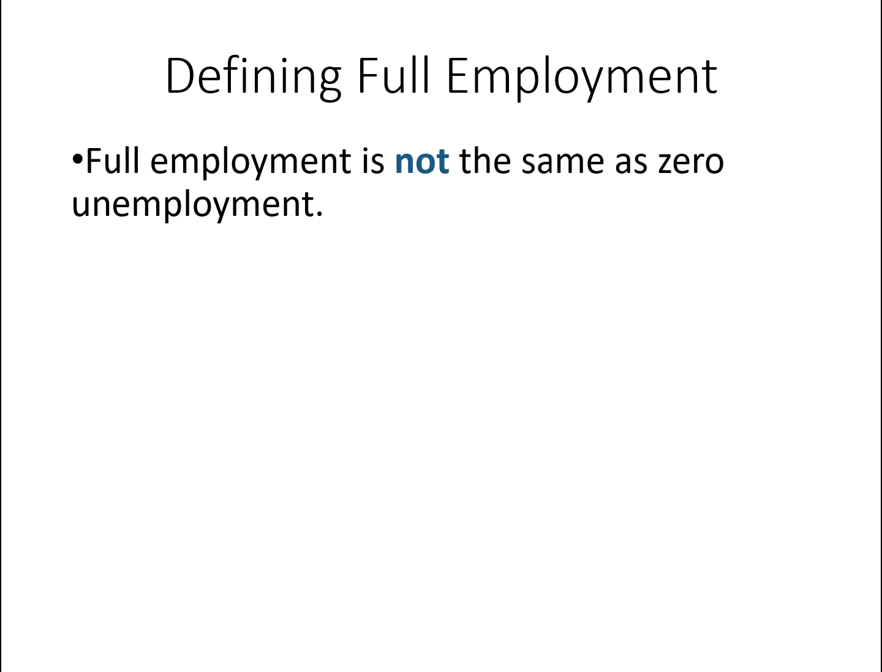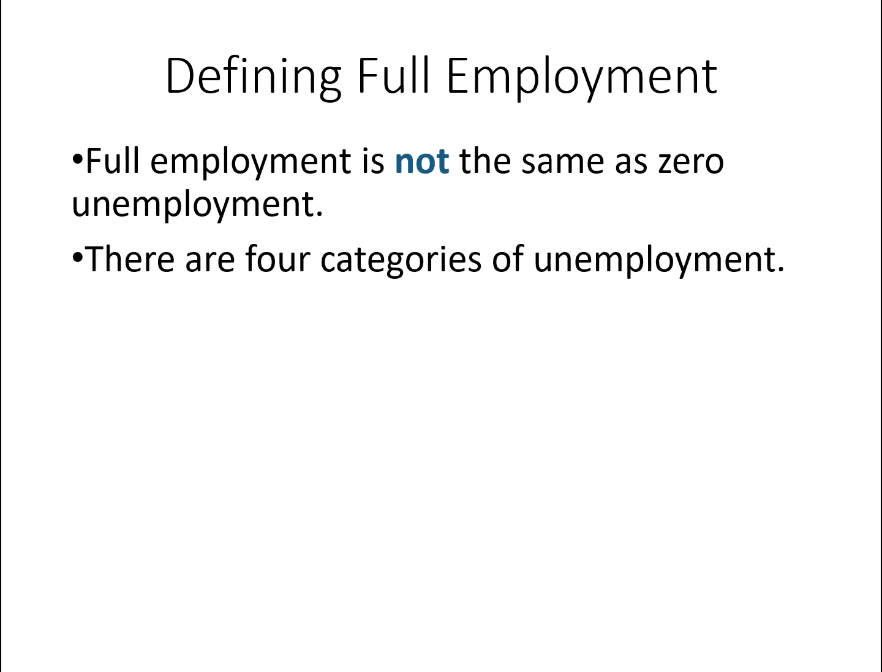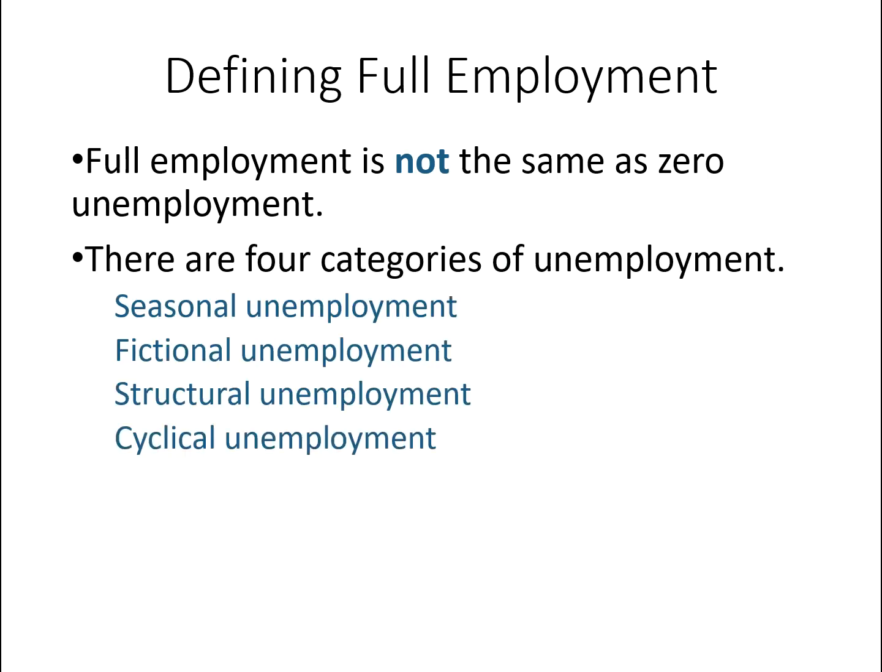So as I mentioned at the beginning of this chapter, full employment is actually not the same as zero unemployment. So why? To explain why there has to be a non-zero unemployment rate, we first have to look at different types of unemployment. Generally speaking, we have four categories of unemployment: seasonal, frictional, structural, and cyclical unemployment. In the following slides, we will explain what they are.